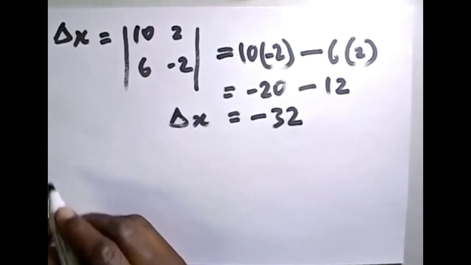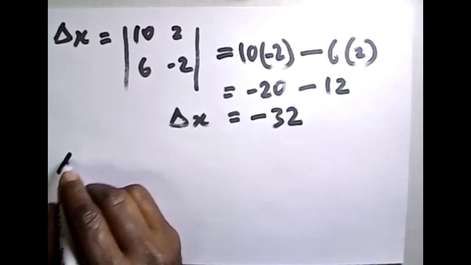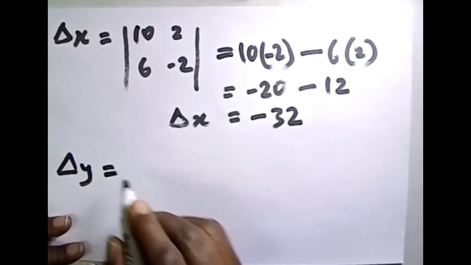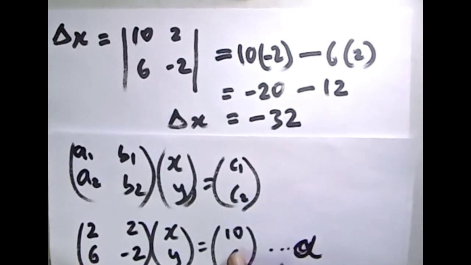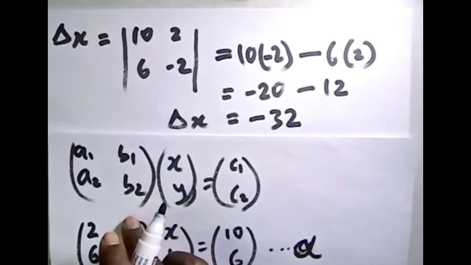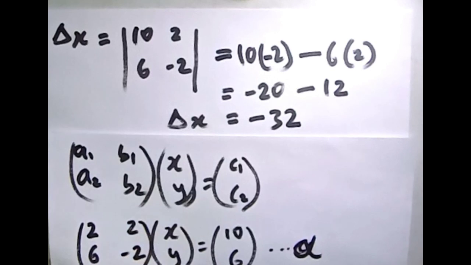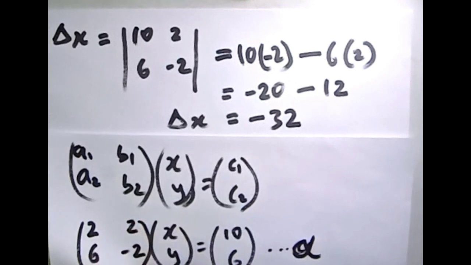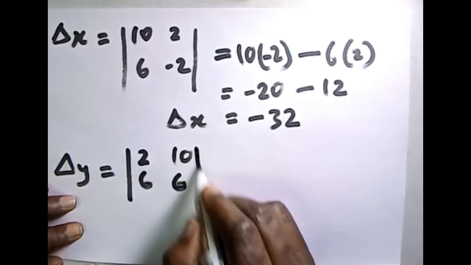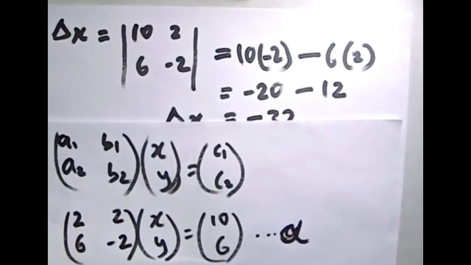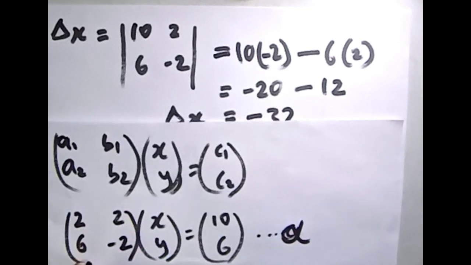The next thing we want to do is to take change in y. And how do we do that? Again, we carry the column of the constants and put it where you have the coefficients of y. The constant terms, we carry that column and use it to replace the y coefficients. This was our original equation alpha. So 2 and 6, the coefficients of x, remain the same, but instead of 2 and minus 2, we now have 10 and 6.